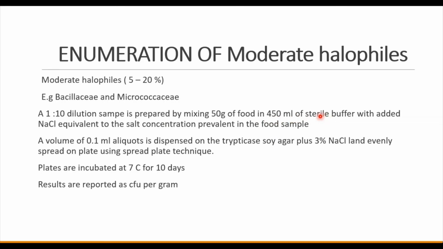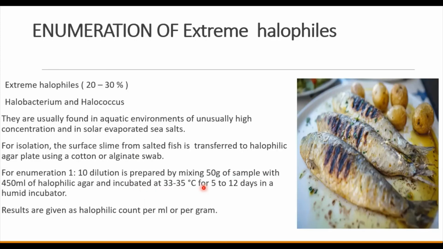So previously we have taken the phosphate buffer. Here we are taking the sterile buffer with the added NaCl equivalent to the salt concentration prevalent in the food sample. Now from this dilution, we are going to take 0.1 ml and dispense it on the trypticase soya agar, which consists of 3% NaCl, and it is going to be evenly spread on the plate using the spread plate technique. And now the plates are incubated again at 7 degrees centigrade for 10 days and the results are reported as colony forming units per gram.